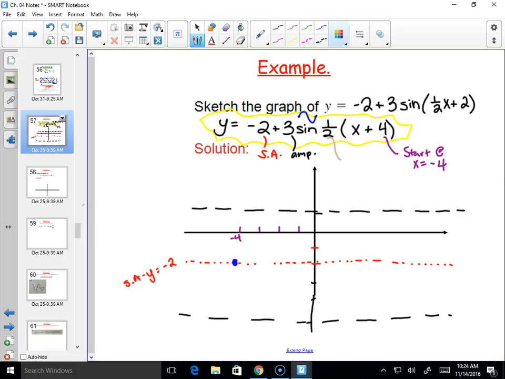Okay, so the key is b. What's the one piece that we haven't done yet that's marked on the other graphs? Period. Oh, okay. Period equals 1 over, wait, 1 over, isn't that reciprocal? What's 1 over 1/2? 2. Okay. 1 over b, which is 2, times who?